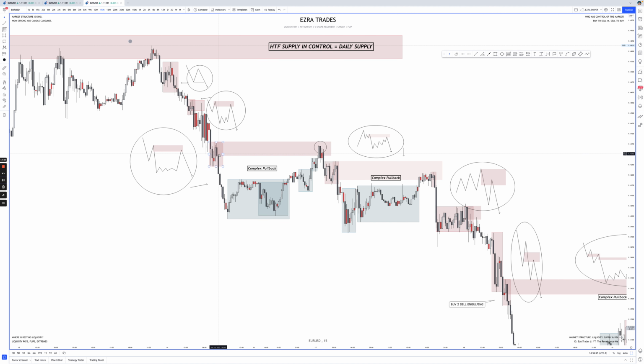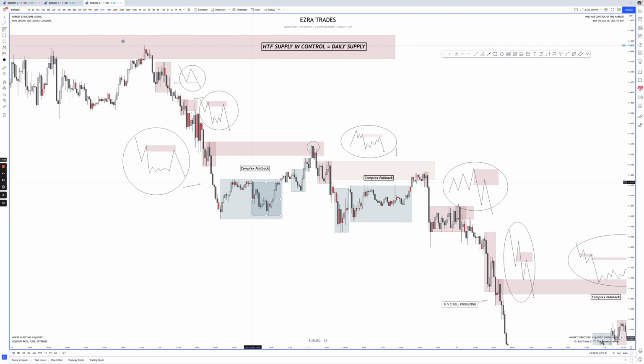We have buy to sell wicks in here. The wicks get engulfed to the downside. So we have a range here that broke structure to the downside, so we can expect this to probably be mitigated, right? We have another internal, let's say, demand range.